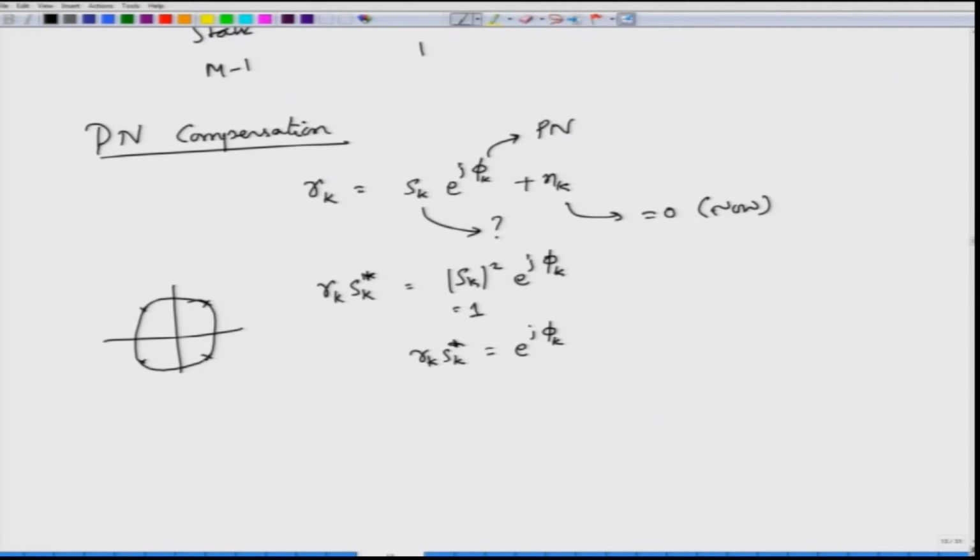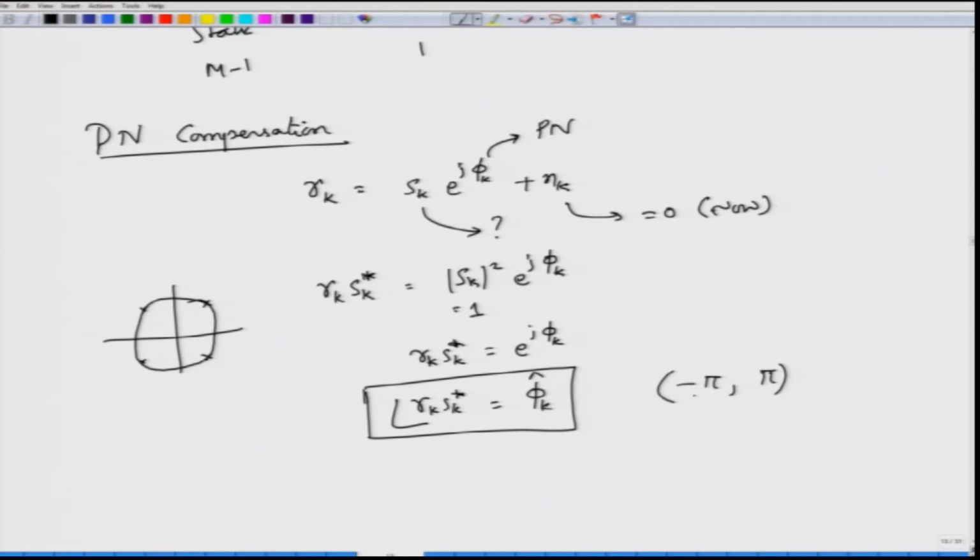Has it solved our problem? Yes and no. Yes, because this is an equation that can be solved. If you now take the argument of Rk Sk complex conjugate, please note that this is a complex number, so you have to take the argument of the complex number. If you take that, you are going to get phi k, or at least the estimate of phi k. Fairly simple. The only trouble is the argument function will always return values between minus pi and plus pi. If the actual phase happens to be pi plus delta, then this pi plus delta will be folded back into minus pi plus delta.